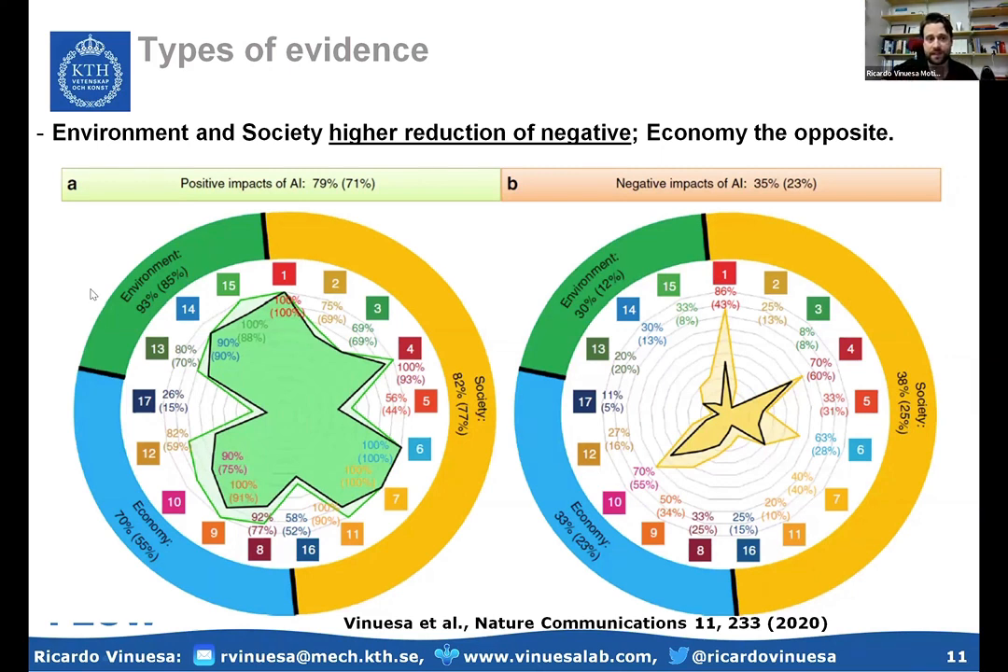And what we can actually see is that the positive effects of AI on the environment and the society are quite robust, because both the thin and thick lines are very close to each other. However, when one looks at the economy, we can see quite a big decrease when we look at the thicker lines. This suggests that there is a big knowledge gap when it comes to the positive effects of AI on the economy, and therefore those positive effects are perhaps more based on speculative work. That really highlights an important area of research there.